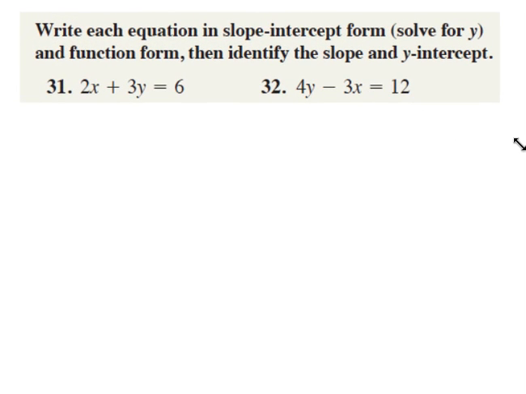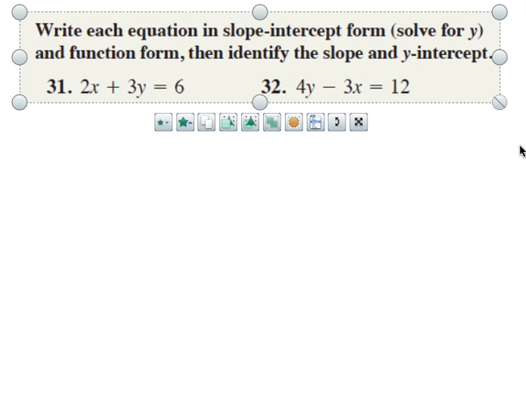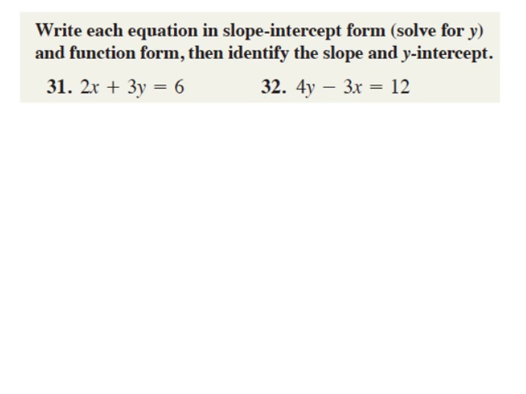Next thing we're going to see is writing the equations in slope-intercept again. So now all you have to do is put it in slope-intercept form, and then we're going to identify the slope and y-intercept. Very similar to that other problem we saw where we identified the coefficient and the new constant.